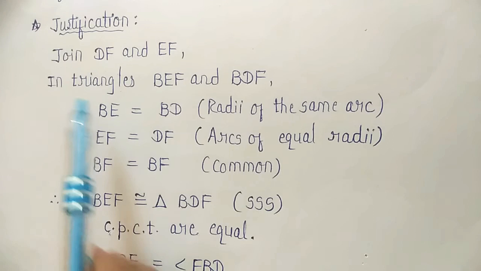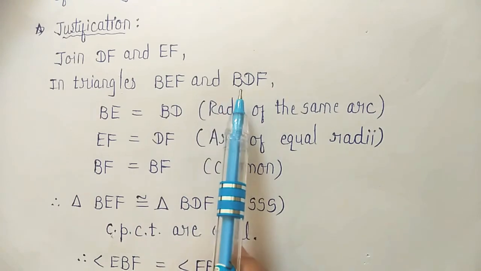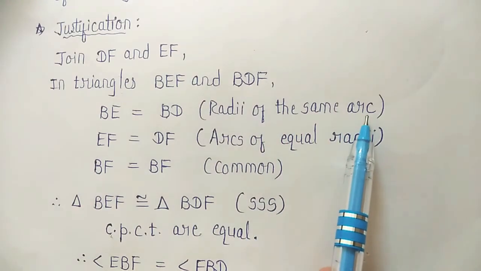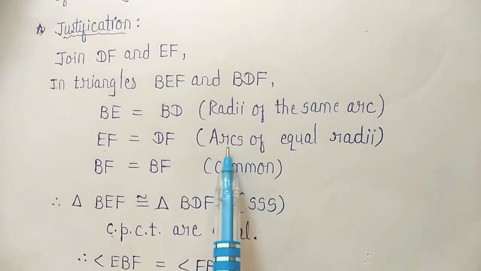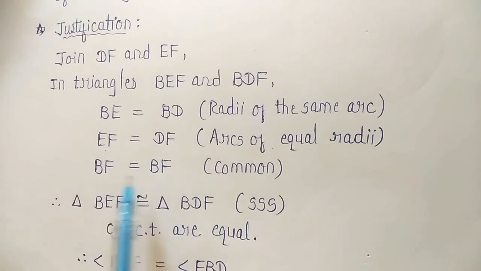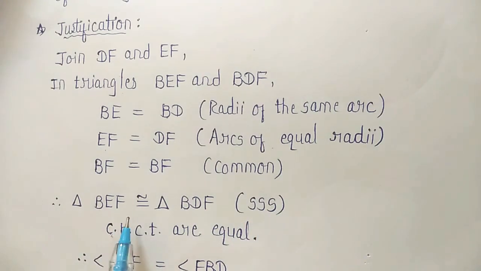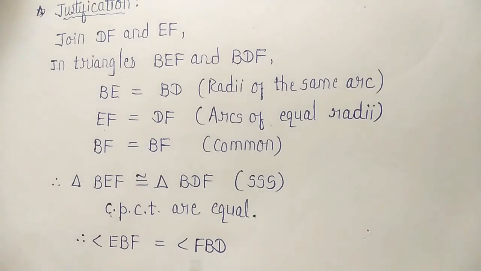So we'll write the justification. Join DF and EF. Then in the two triangles BEF and BDF, we have BE equal to BD because they are radii of the same arc. Why? Because we have kept B as center and we have drawn the arc. EF is equal to DF. They are arcs of equal radii. BF is equal to BF. It is a common side. Therefore, by the SSS rule, triangle BEF is congruent to triangle BDF. CPCT: corresponding parts are equal. Therefore, angle EBF is equal to angle FBD. If these two angles are equal, then BF is a bisector.